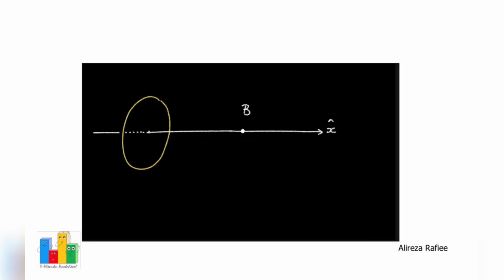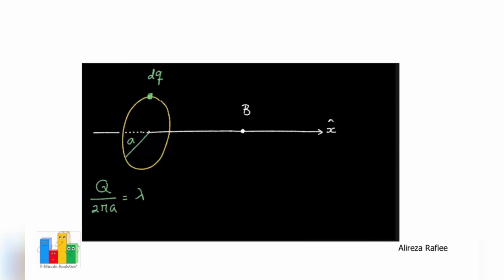This is a ring. There's a charge of Q evenly distributed on it, which means if I divide it by 2 pi a, remember the radius of this ring is a, this would give me a linear charge density. Now, to answer what the electric field at point B is, I'm going to pick a very small element of charge here. I will call it dq.